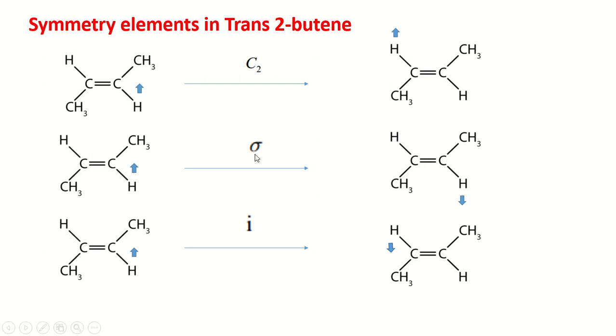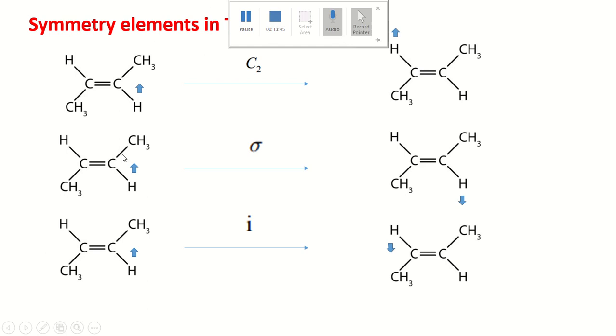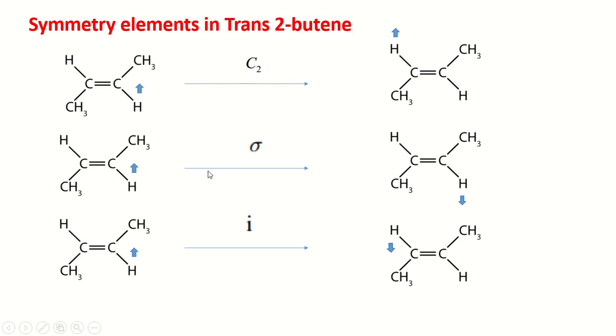Now let us talk about sigma, which is sigma h, and we know that sigma h is the sigma which is horizontal to the axis of rotation. So if we talk about sigma h, the arrow position changes downward but on the same hydrogen atom. It does not change the position, only the direction. So it changed from upward direction to downward direction. If we get the product like this one, then we can say this is the sigma h operation.